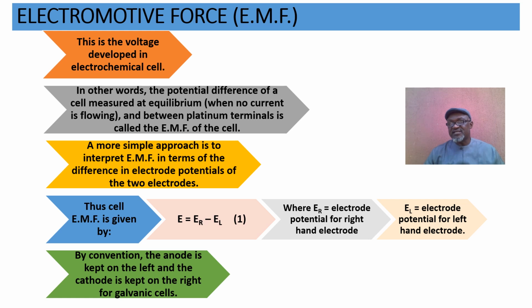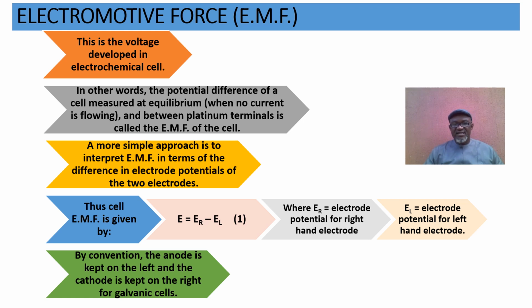If you look at the Daniell cell, our zinc electrode is on the left and our copper electrode is on the right. And that's why we have that potential. Here E subscript R is the electrode potential for the right hand electrode and E subscript L is the electrode potential for the left hand electrode.